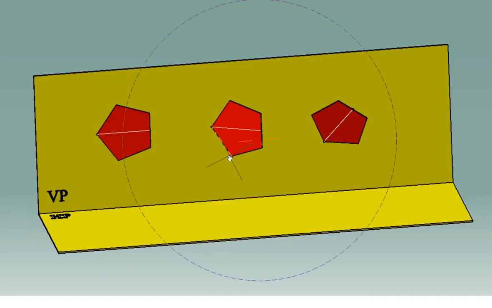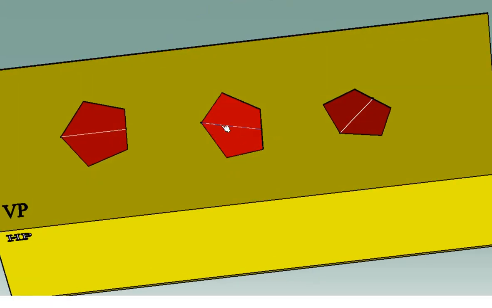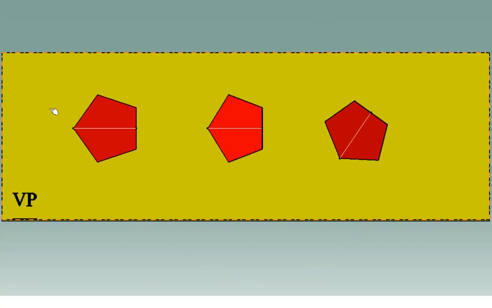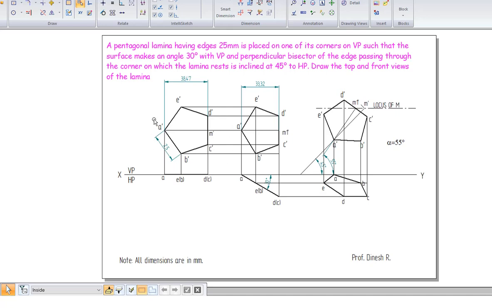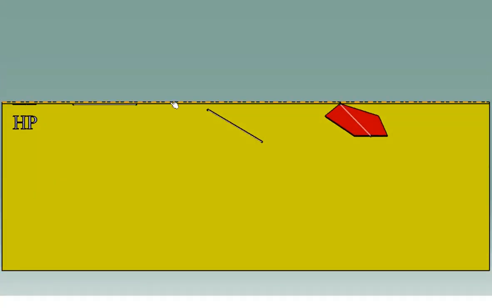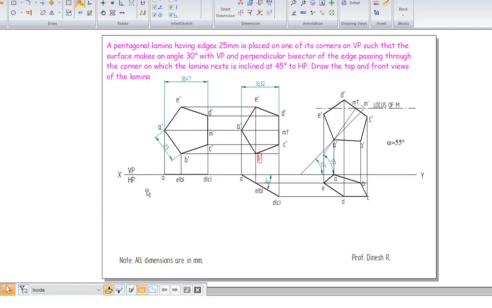In the second step, the surface is inclined 30 degrees. In this case, instead of saying the surface inclination, he has given that the perpendicular bisector is inclined 30 degrees. So in front view, it will look like this. This is the first step. That is what we got in the front view of the first step. Then in the top view, it is going to be a line view. That is what we have seen in this case.